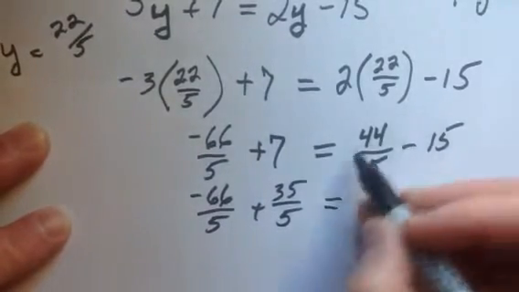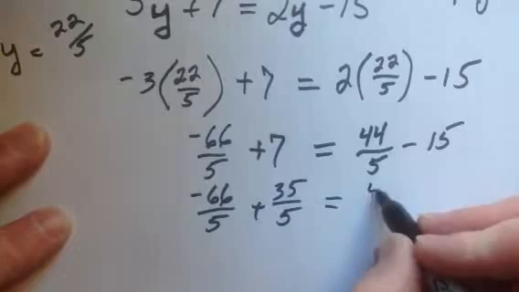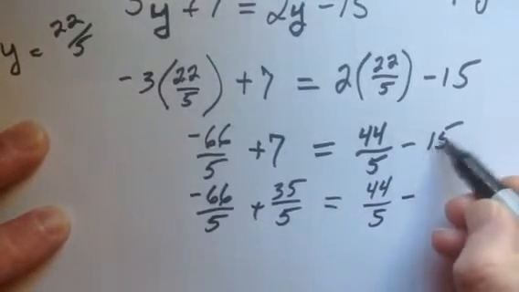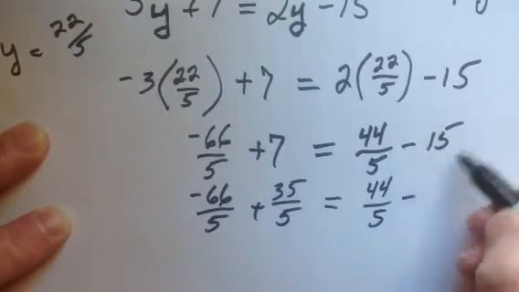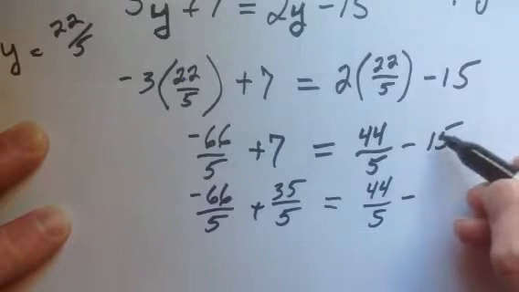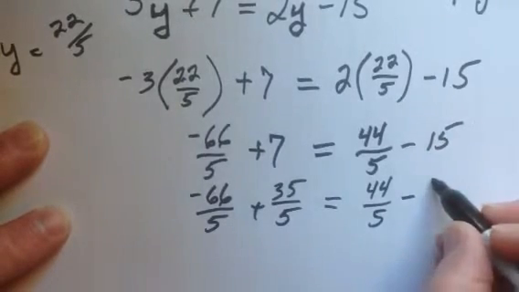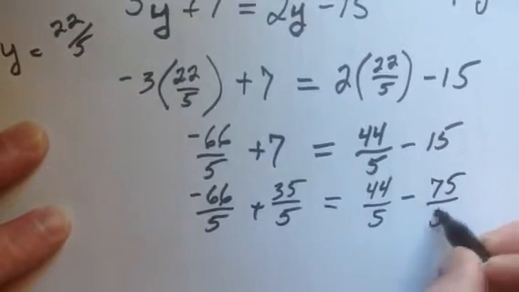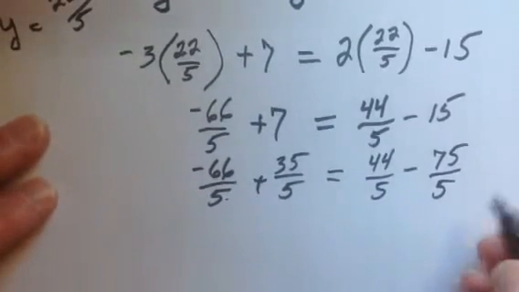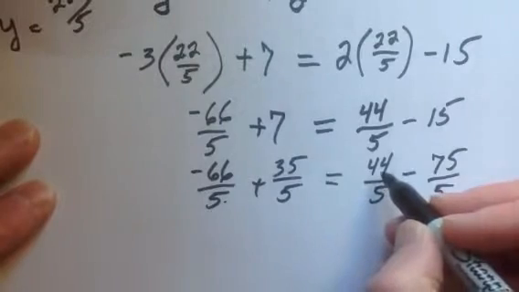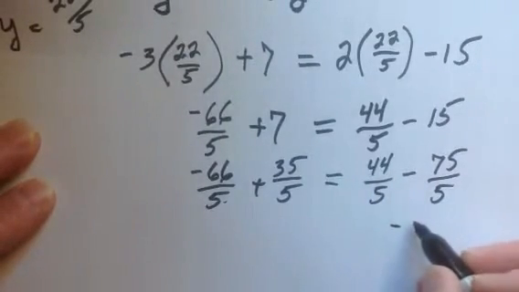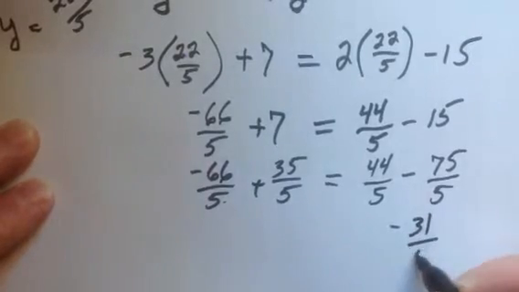And then we do the same thing on the right-hand side of the equation. We get 44 fifths minus, well, 15 if we want a value the same as 15 but with a denominator of 5, we'll have to multiply 15 times 5. When we do that, we get 75 over 5. Okay, now we just need to do addition over here, subtraction over here. So if we subtract 75 from 44, we get negative, what is that, negative 31 over 5.